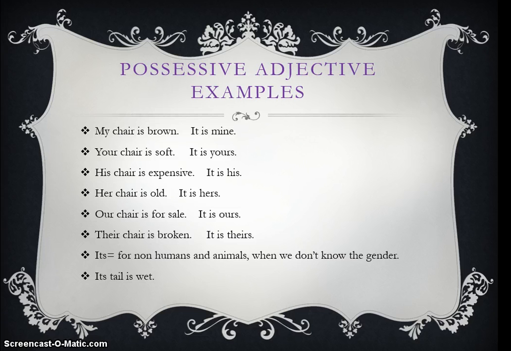Now, the possessive adjective its is used for non-humans and animals when we don't know the gender of the animal. So if I have a cat and I don't know if the cat is a boy or a girl, I would say, its tail is wet. Its tail is wet. The tail of the cat is wet. To show possession, the cat's tail, I would use its.